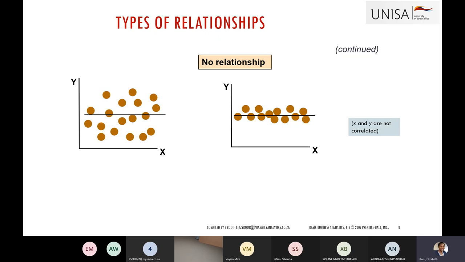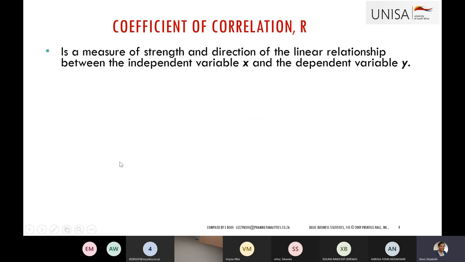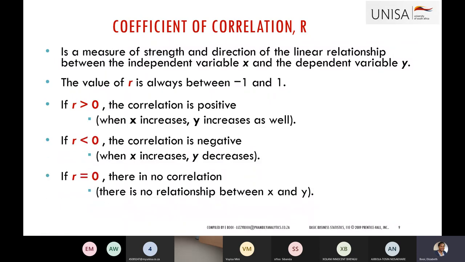With the scatter plot, we can also have a coefficient of correlation, which is a value that we calculate that tells us, when we're looking at this type of visualization, what the coefficient of correlation can be. And that's where we look at either the direction or the strength. We said the value of R lies between negative 1 and 1. If R is greater than 0, we say it is a positive relationship. When R is less than 0, it's a negative correlation or negative relationship. And when R is equal to 0, we say there is no relationship.